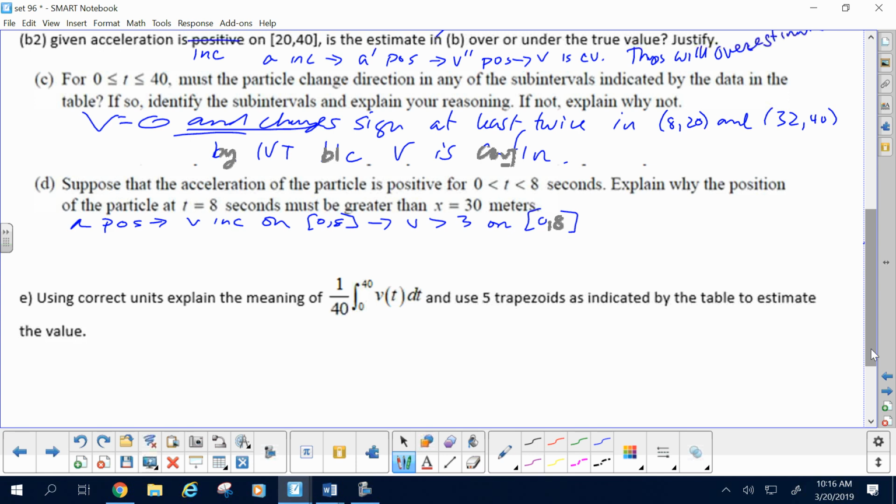Now here's where it gets interesting. If V is greater than 3, then isn't the integral of V on 0 to 8 greater than the integral of 3 from 0 to 8?